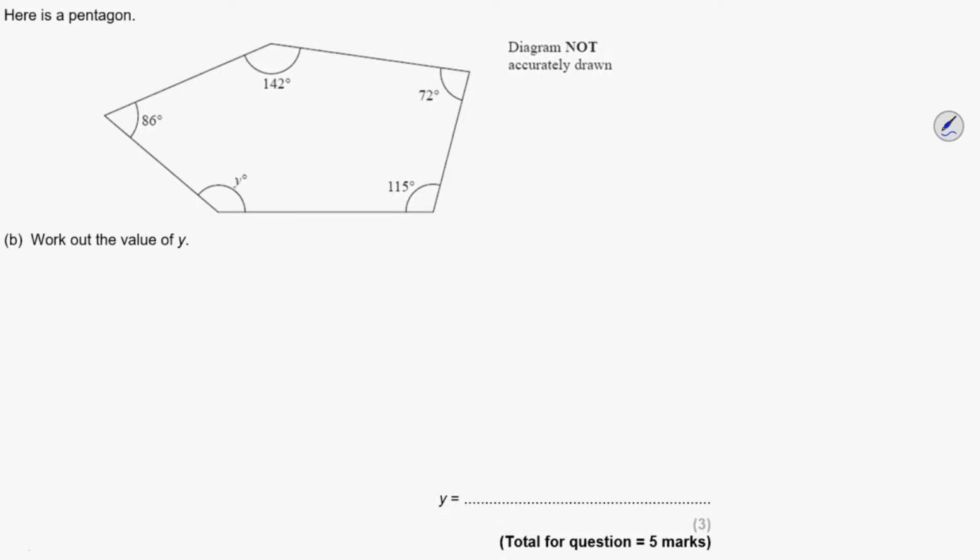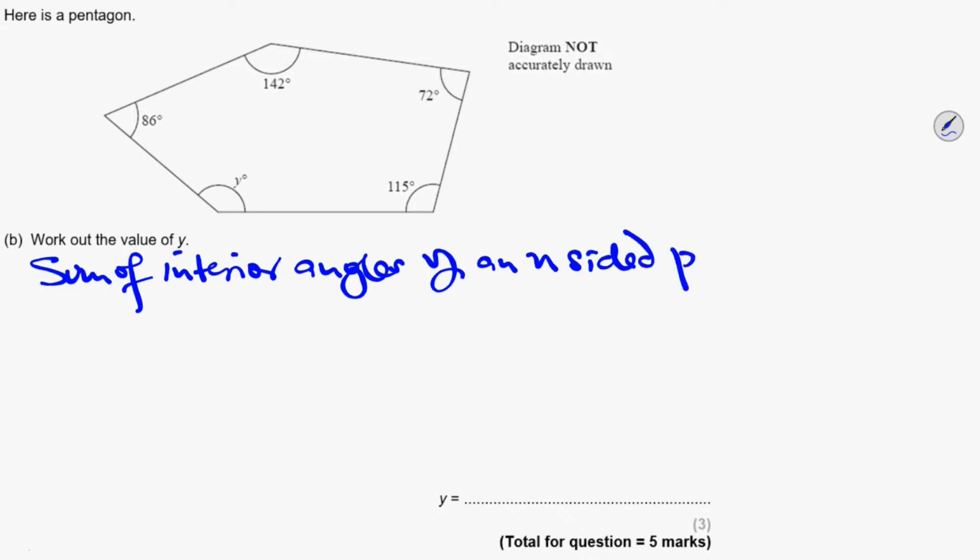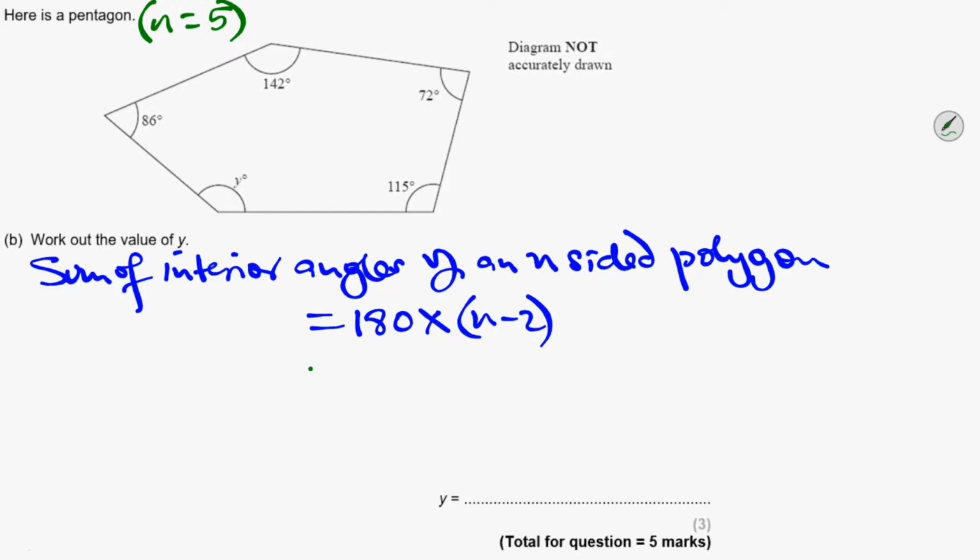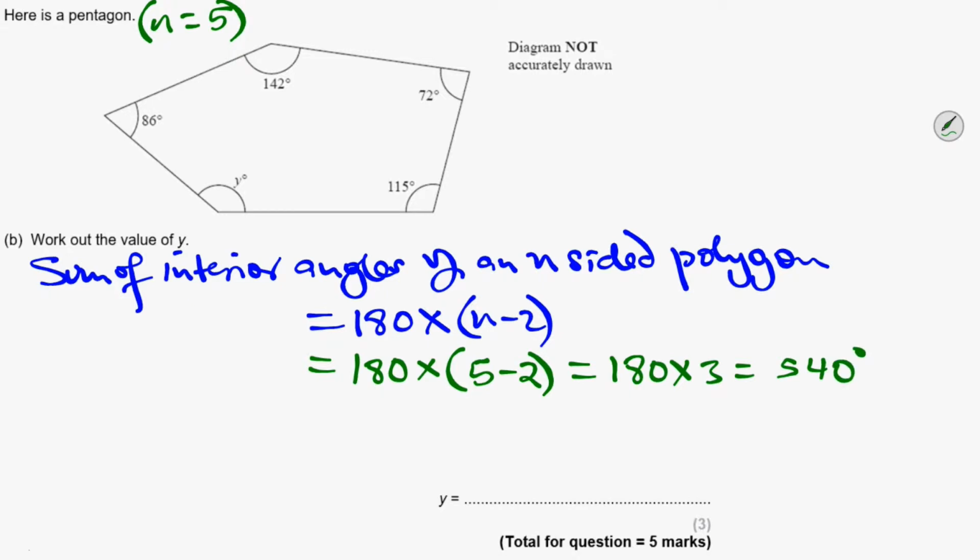In this question, we are given a pentagon, and you are required to find the value of the missing angle. Now, we know that the sum of interior angles of an n-sided polygon is given by 180 multiplied by n minus 2. In this case, this is a pentagon, which means n is 5. If you plug 5 here, you'll end up with 180 multiplied by 3, which is 540 degrees. So the sum of interior angles of this pentagon will be equal to 540.